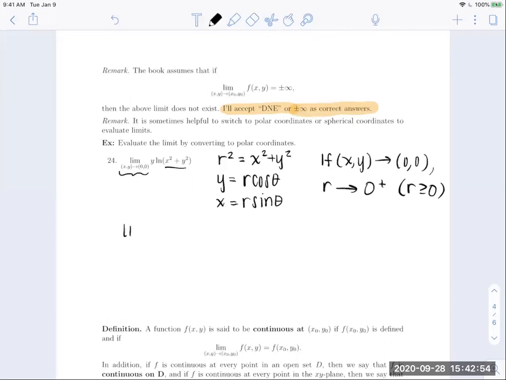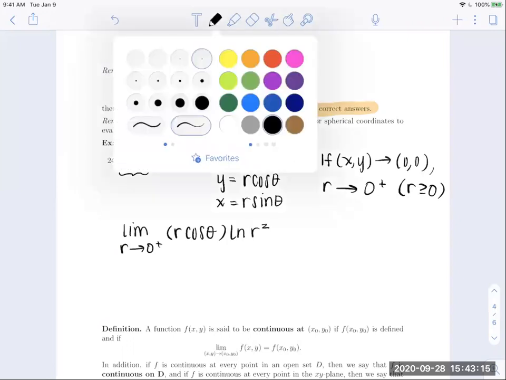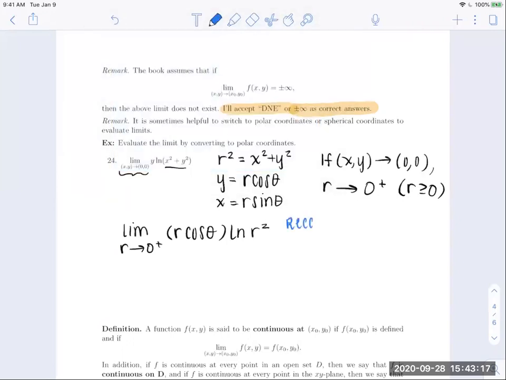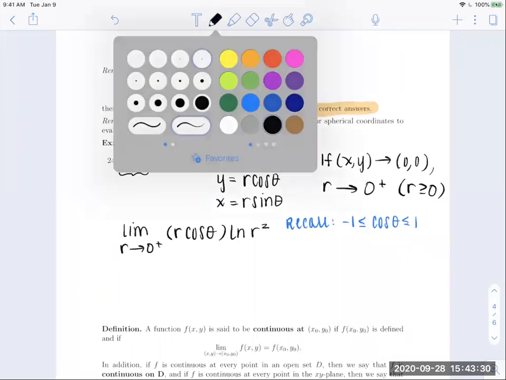All right, so let's take a look at what this new limit is going to look like in polar coordinates. So we're now going to write this as the limit as r approaches 0 from the right. Our y value is going to become r cosine theta. And then we have the natural log of r squared. Now, one thing that I want to note here is that the cosine function is bounded. So cosine is bounded between 1 and -1. So we know that it's not, for example, blasting off to infinity. We know that it's bounded and it's finite.